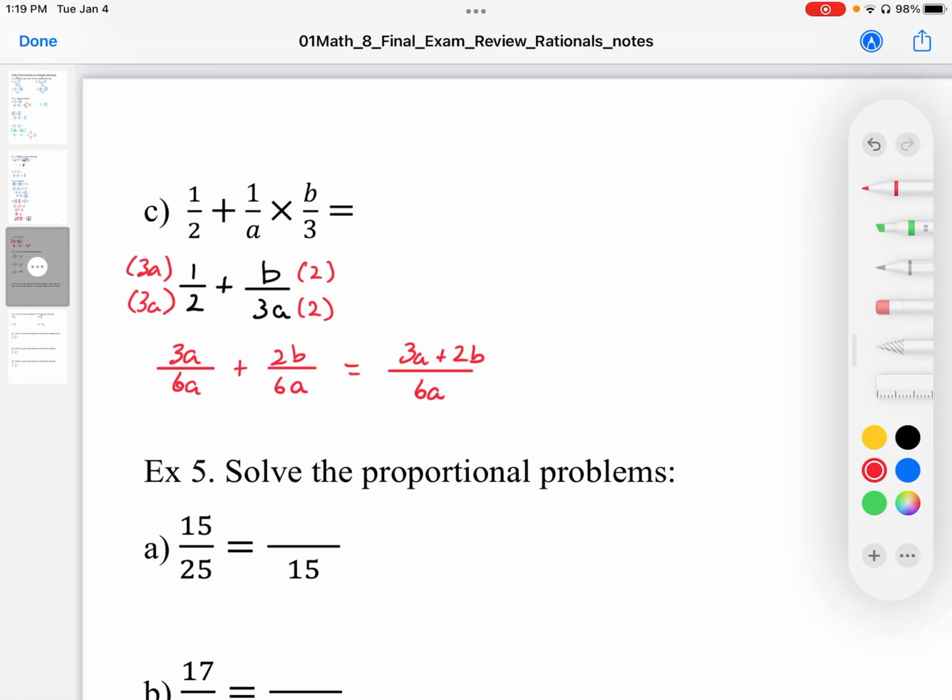Now please do not try to simplify this because we cannot simplify across plus and minuses. So 2 and 6 don't simplify to 3 and 1 because of that plus. Times and divide is incompatible with the add and subtract. We have to be careful. We cannot simplify when there's pluses. We can only simplify when there's times and divide.